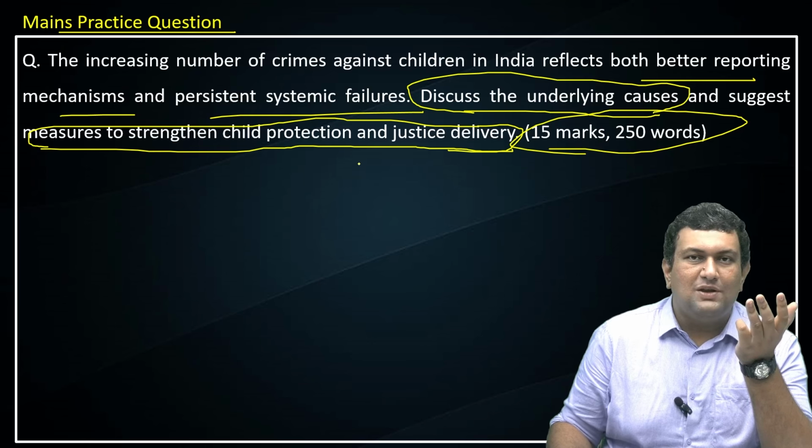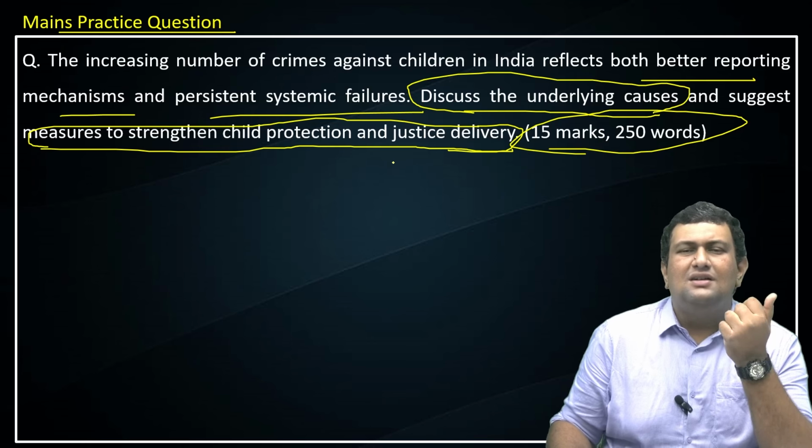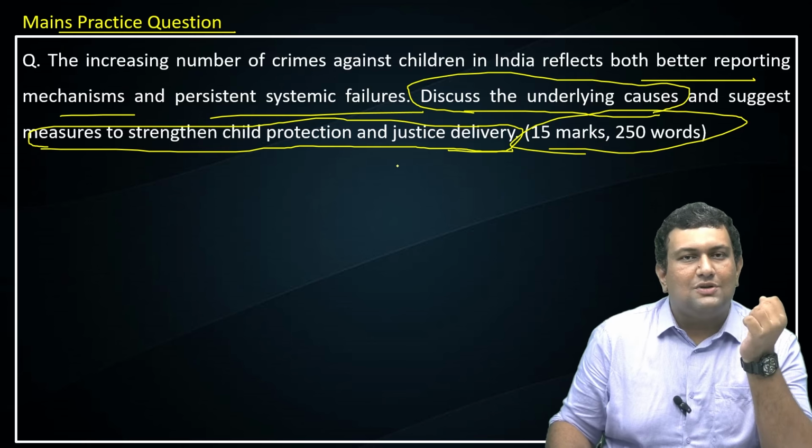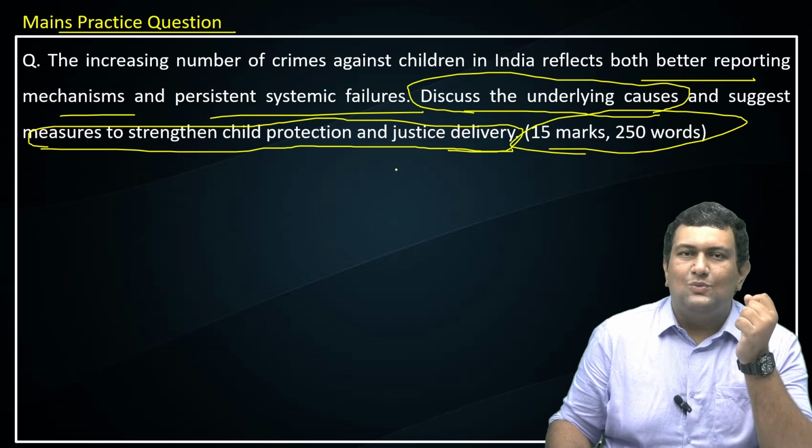increased awareness among people, community participation, strengthening the judicial systems. You can mention establishing fast track courts, etc. And then you can conclude in an optimistic way. So that's it for this topic. We'll move on to the next topic.